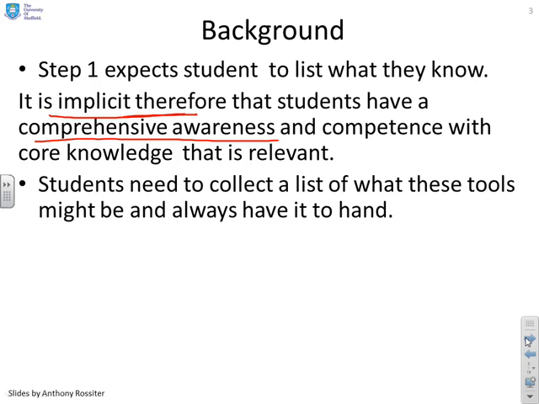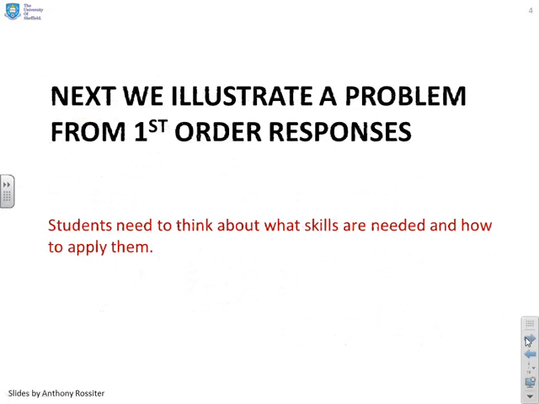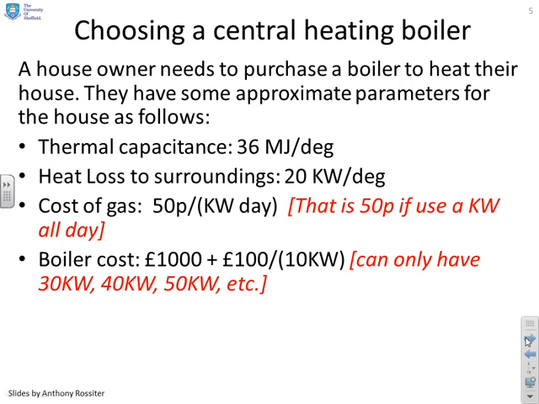You need to have to hand a list of all the tools that you might need to use for a given topic. Now that could be sheets of key mathematical formula or engineering formula or laws, etc. So I recommend that you have these to hand. Make sure that you can get them quickly when you need them. So we're going to illustrate this with a simple example based upon first-order responses.